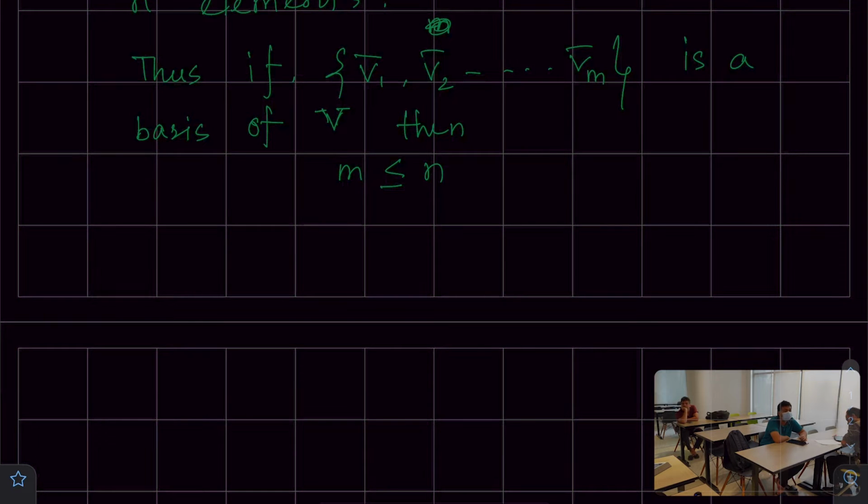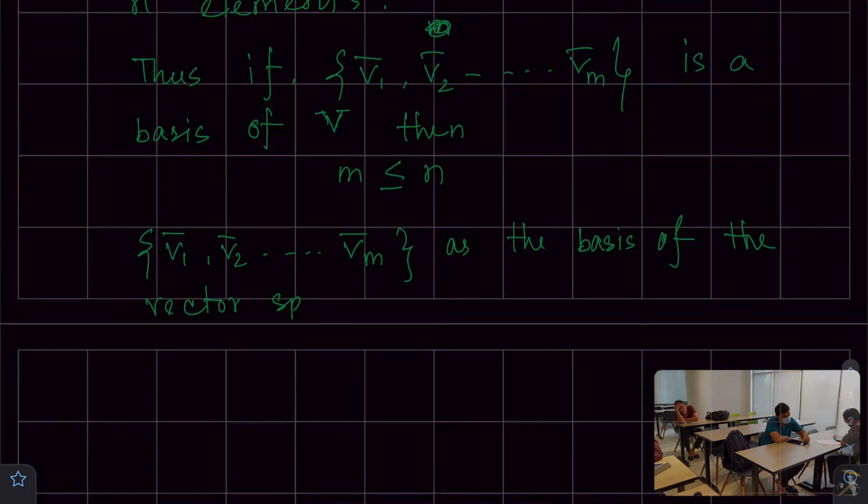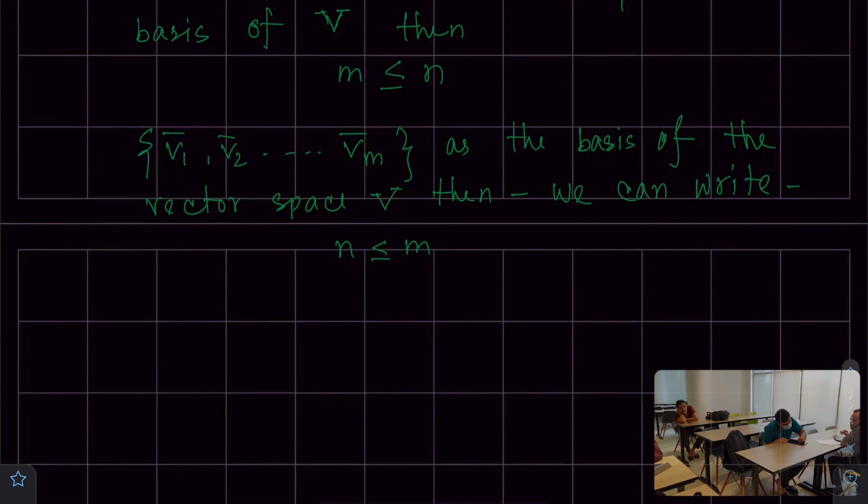Then m is less than or equal to n. Now, if I use the same argument and take this set v1 vector, v2 vector, up to vm vector as the basis of the vector space V, then we can write n is less than or equal to m, right?